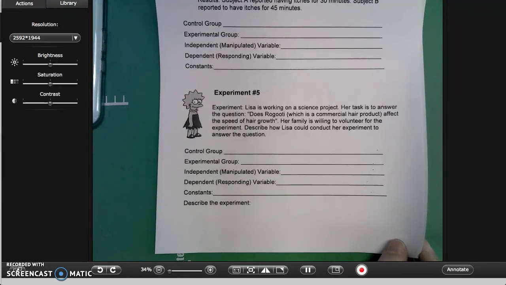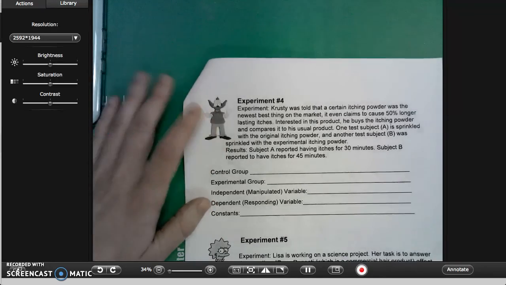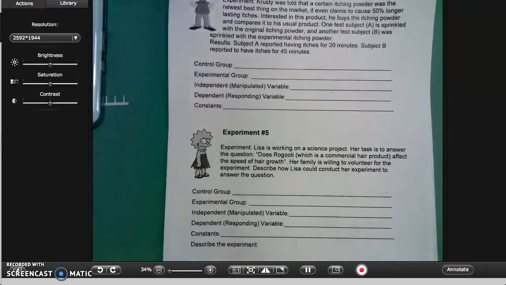Descriptions of experiments that you could look at are right up here. All of these other experiments are short descriptions. So hopefully that gives you enough to get started on.